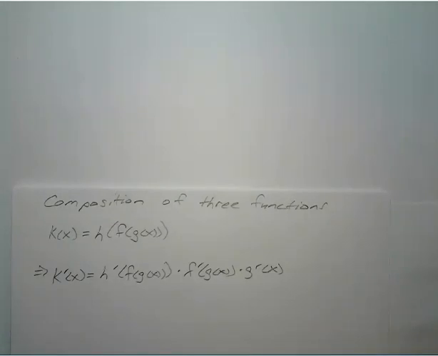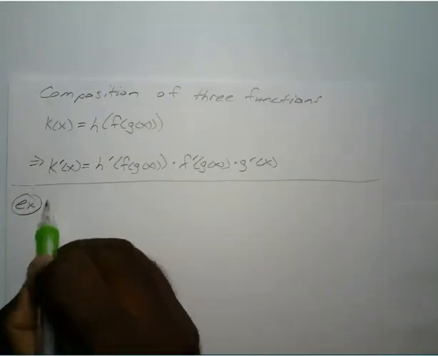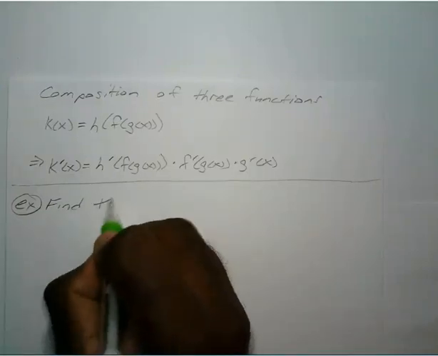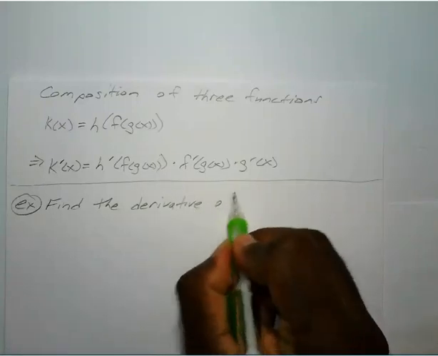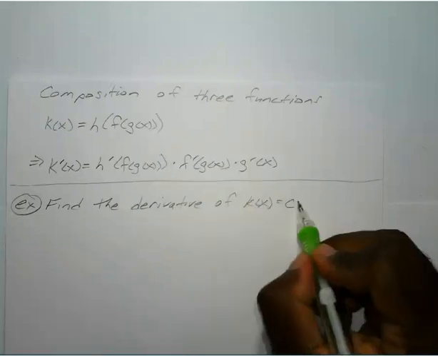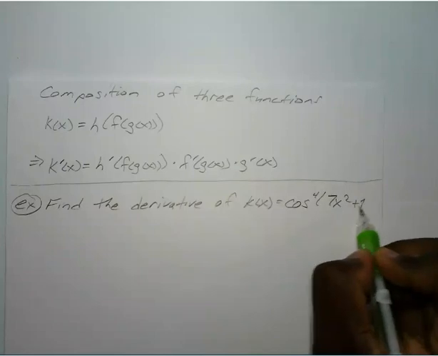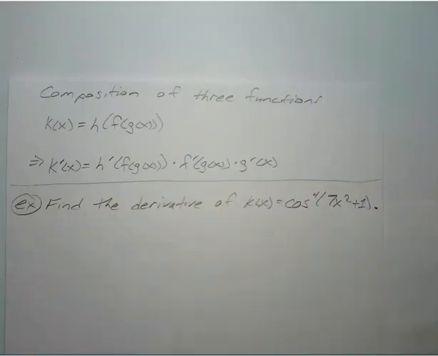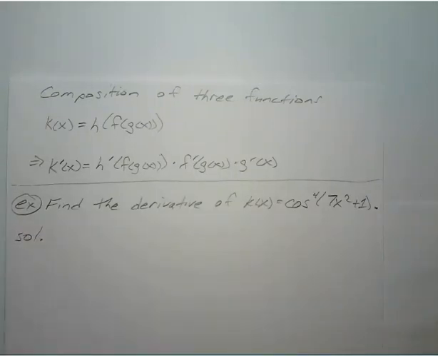All right, so let's go ahead and do a quick example. Let's say we want to find the derivative of, let's say, k of x equal to cosine fourth of 7x squared plus 1. So how exactly would we do that?